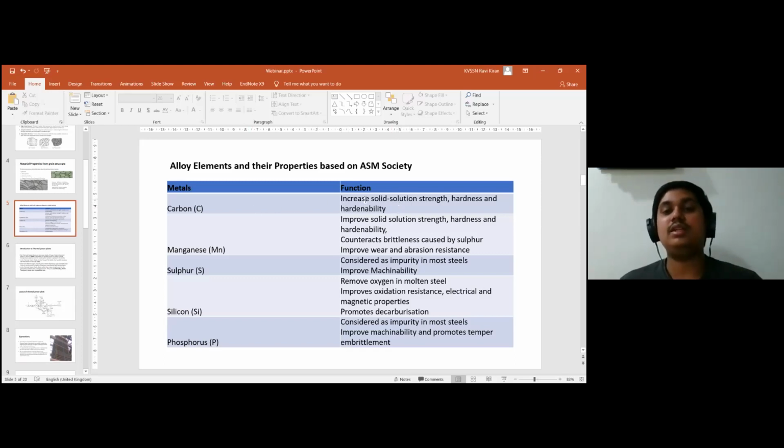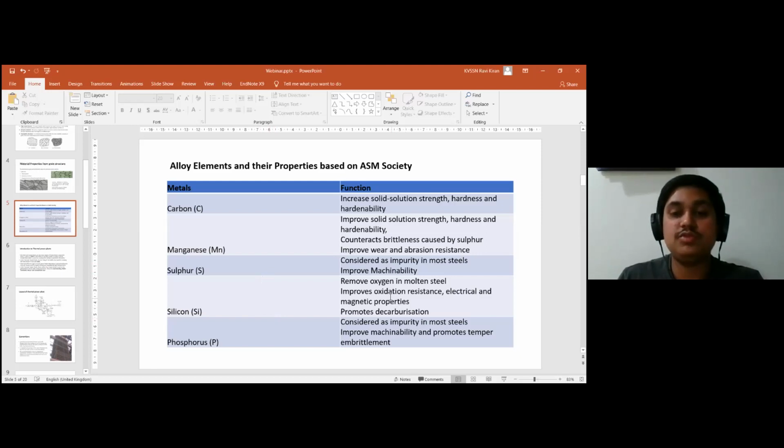Like carbon, it is used for increasing the solid solution strength and hardness. Manganese counteracts brittleness caused by sulfur. And sulfur is generally one element which is considered an impurity, but still it is used in machining these particular components, because it is very helpful in improving the machinability.